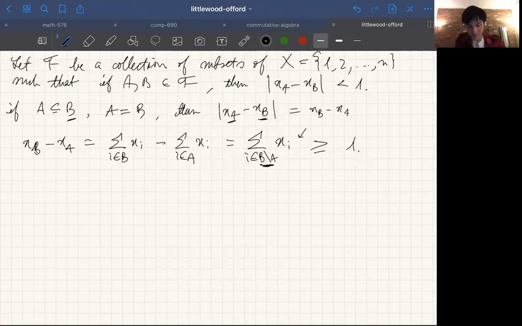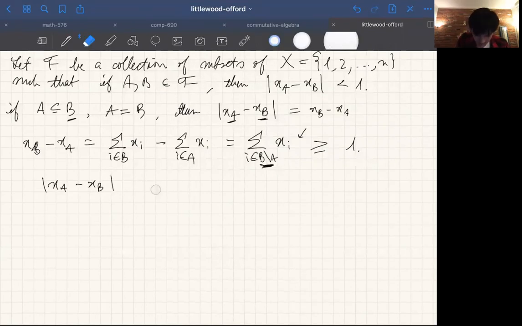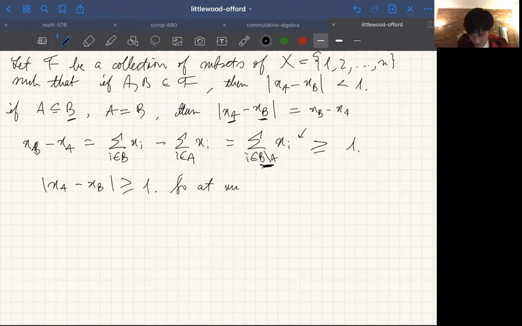Right? Also, b and a are not equal, so this is not empty. If this was empty, it would be 0, but this is not empty. It's greater than or equal to 1. So what does that mean? If xa minus xb is greater than or equal to 1, well, then a and b can't both be in F. So at most 1 of a, b is in F.